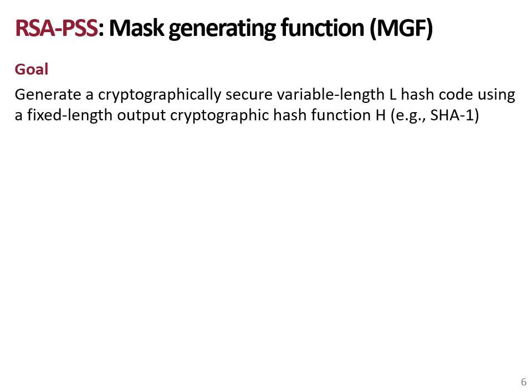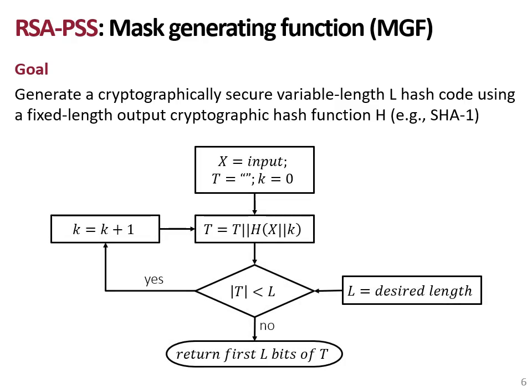And let's take a closer look at this mask generating function. The goal of this function is to generate some cryptographically secure pseudo-random bits that can be XORed with dB. The goal of the MGF is to create a variable length hash code using a fixed length hash function. For example, SHA-1 returns a fixed length value, but in our case we need a variable length output. So how does it work?